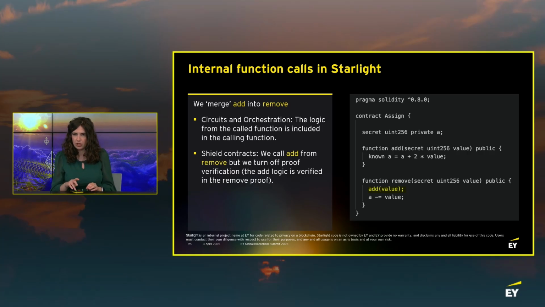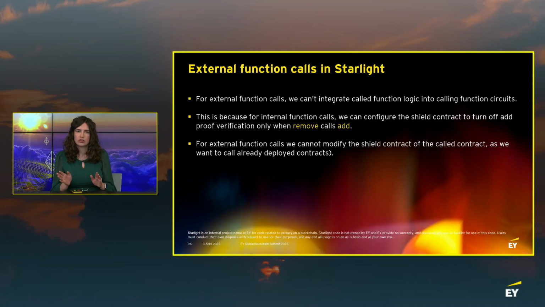Okay, so external function calls. We can't do the same thing for external function calls. This is because in the previous example, I mentioned that we actually turn off the proof verification for the function that is being called. So, for example, we turned it off for add. And this is only possible for internal function calls, because we can't configure the shield contract to turn off this proof verification for external function calls.